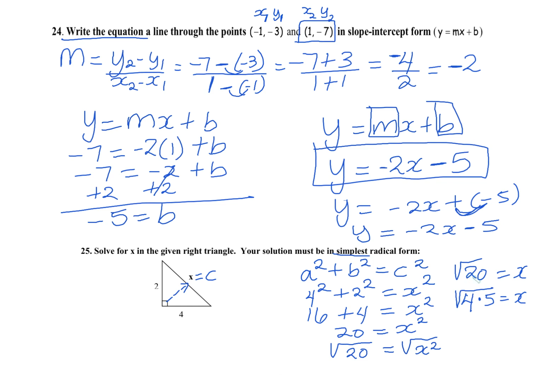And most of the time in class, you saw that when it was 20, we did 4 times 5. The square root of 4 is 2 because it's perfect, so there's no radical sign. But we can't take the square root of 5. That's not perfect, so it stays in the radical 5, and that's your value for x. So the answer that I'm going to be looking for on your final is 2 radical 5.